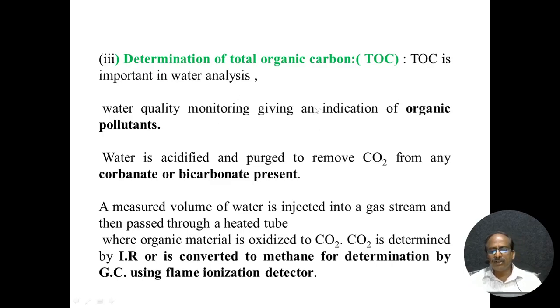In water analysis, monitoring of the indication of organic pollutants, water is acidified and purged to remove the carbon dioxide from carbonate and bicarbonate present in most industrial wastewater and industrial water. We use the gas chromatography technique for monitoring all these parameters. The carbon is converted and detected using a flame ionization detector, which is very useful in the gas chromatographic technique. Gas chromatography is very helpful as a versatile technique for the analysis of a lot of pollutants. This is the gas chromatographic technique.